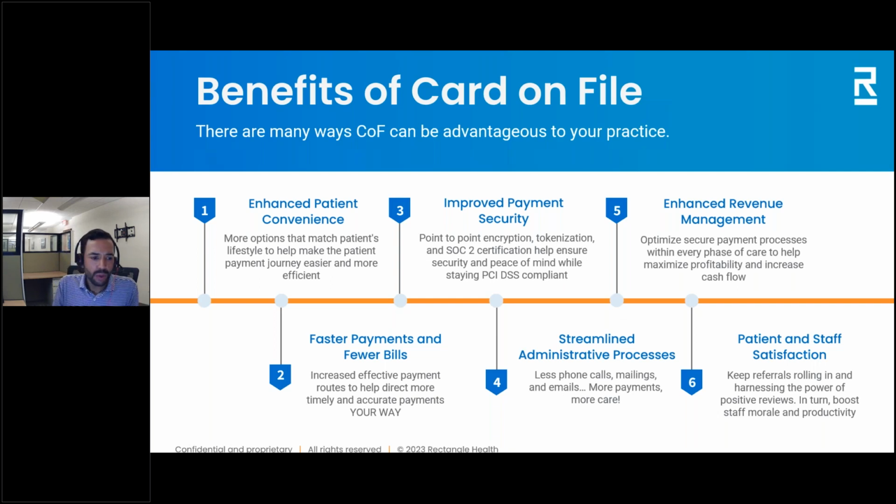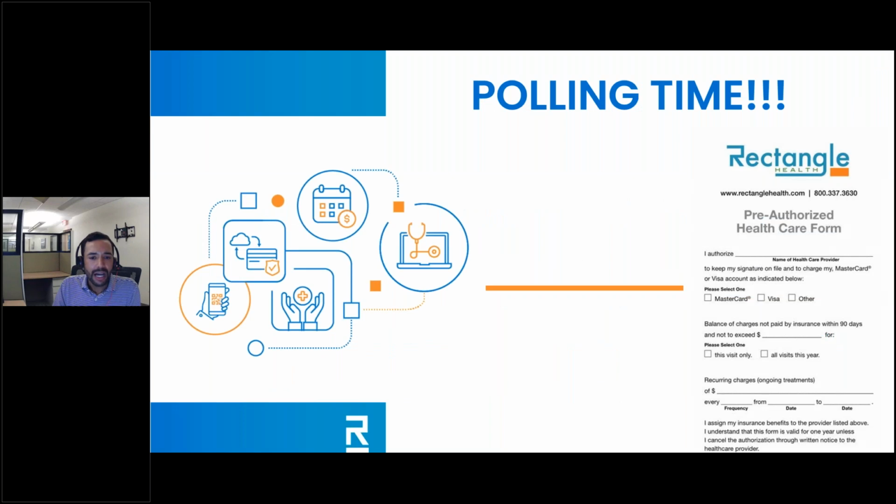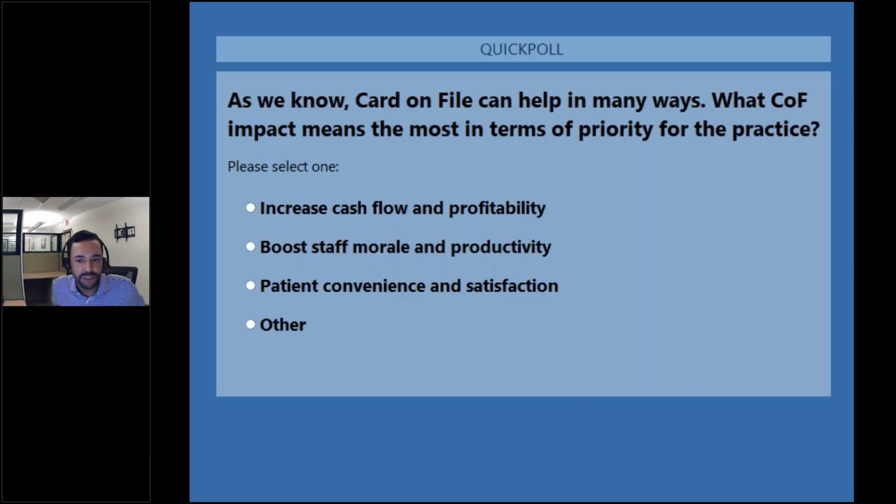So with that, I'm going to go ahead. Jacob, if you don't mind, let's throw up this last poll. I'm going to show you what that pre-authorized healthcare form looks like on screen here, but then we'll dive into it in our demo that's coming up in just a couple short minutes. Thanks, Jacob. All right. As we know, card on file can help in many ways. What card on file impact means the most in terms of priority for the practice? Increase cash flow and profitability, boost staff morale and productivity, patient convenience and satisfaction, or other? Let's get those answers in.